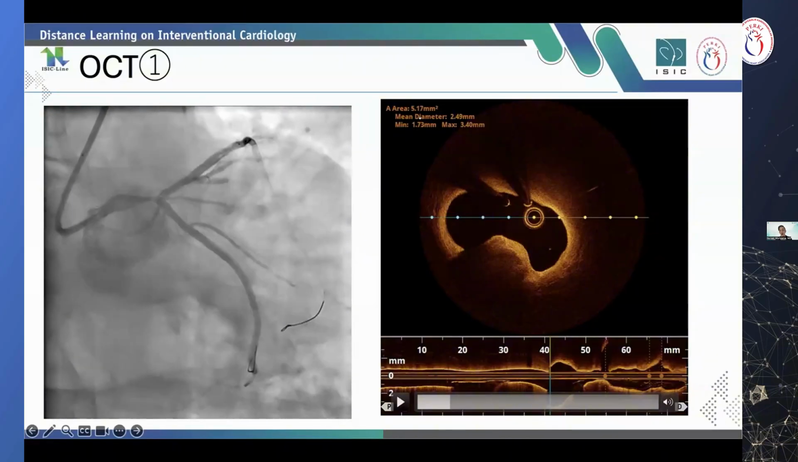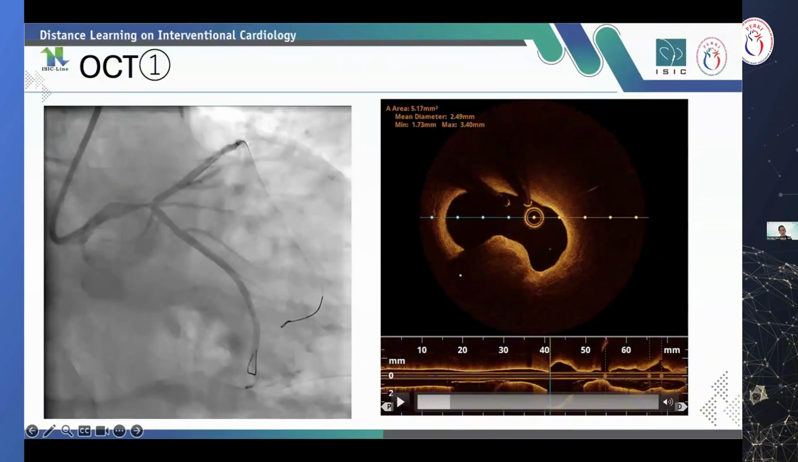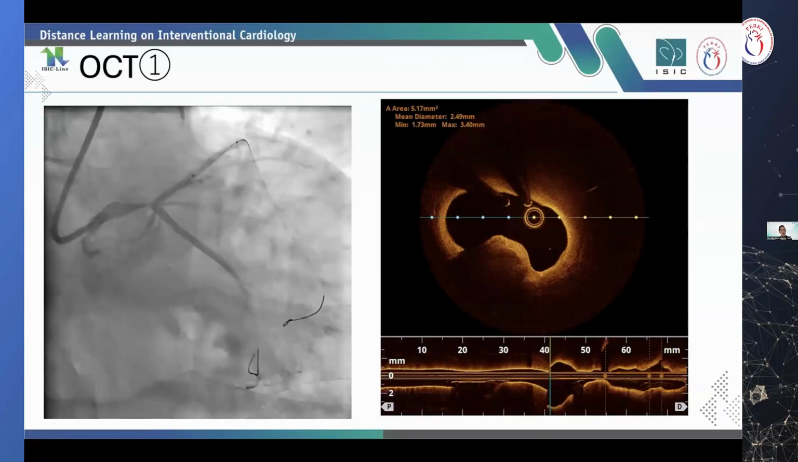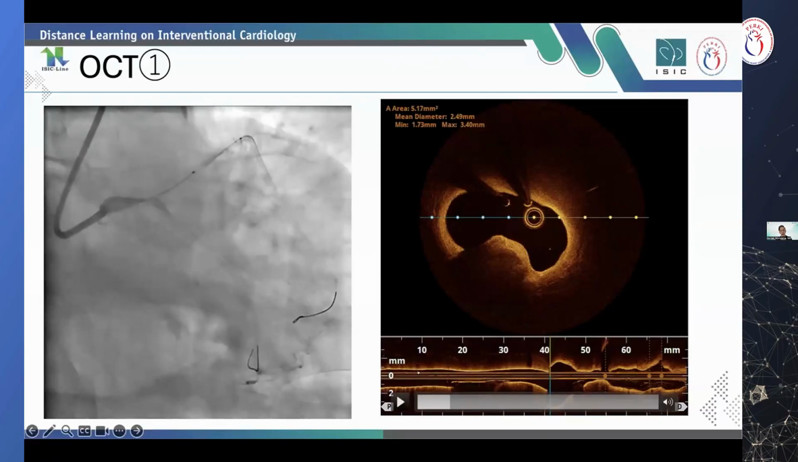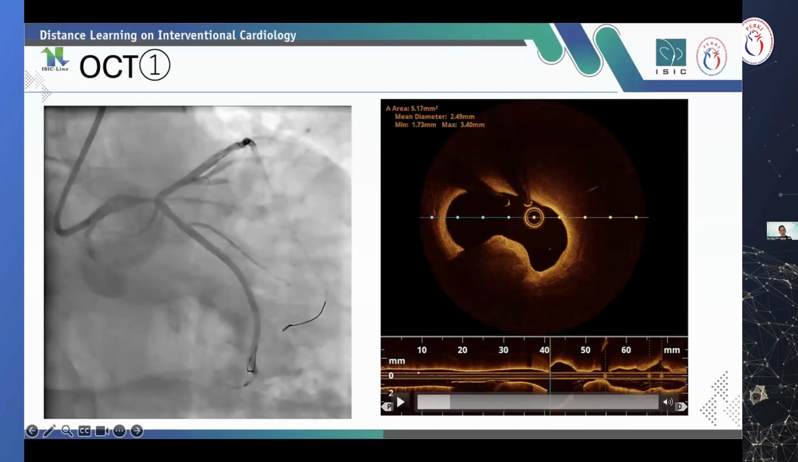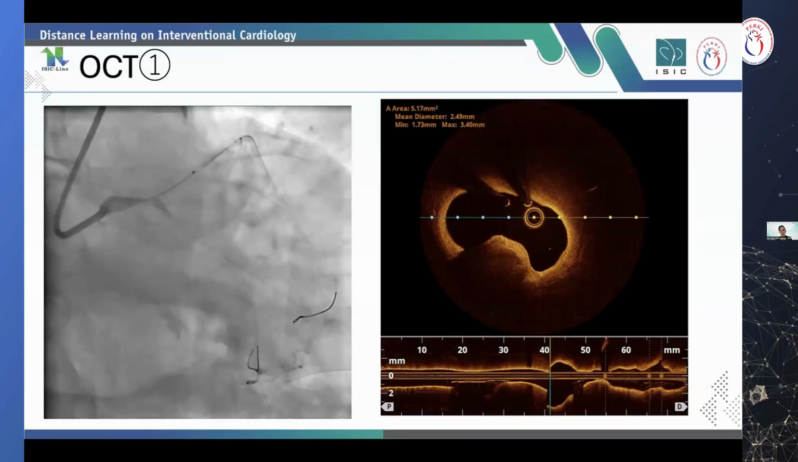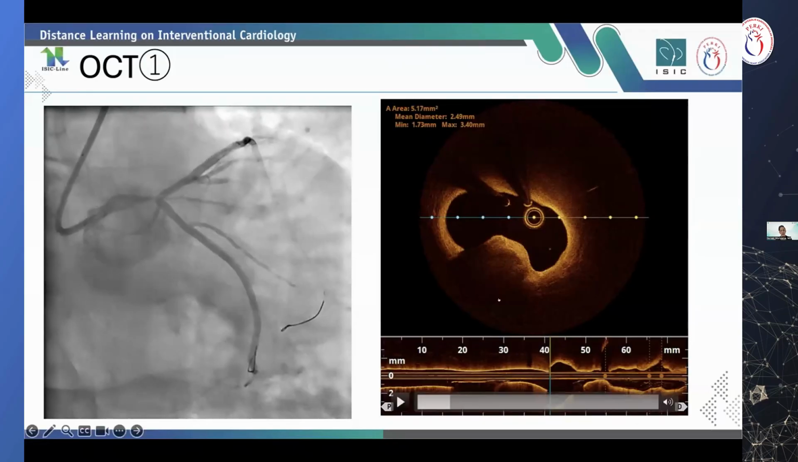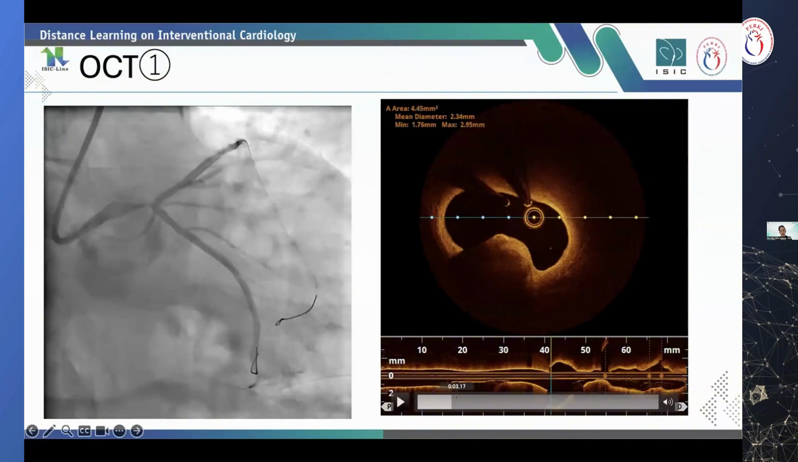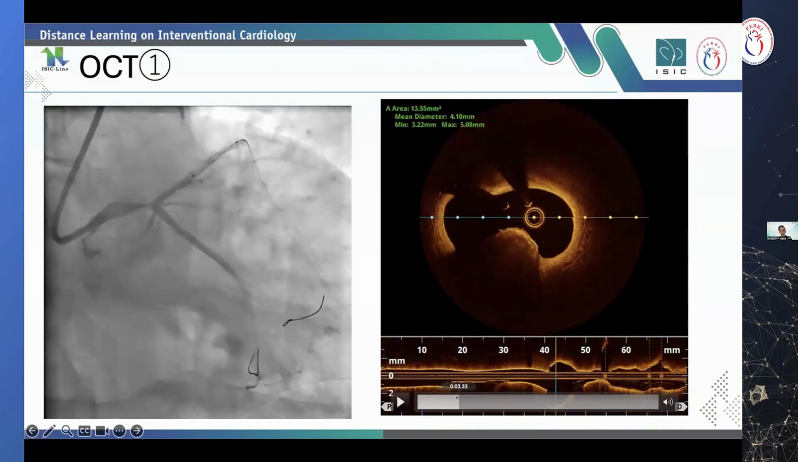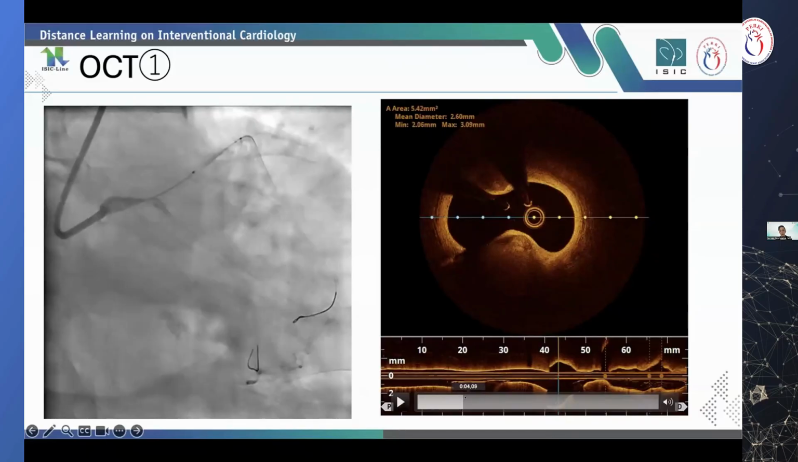Area is over 5. So probably we should not touch in this situation, because this is a patient with unstable angina. So in my strategy, at this moment, I didn't touch this calcified nodule. So I would like to continue to review the OCT.